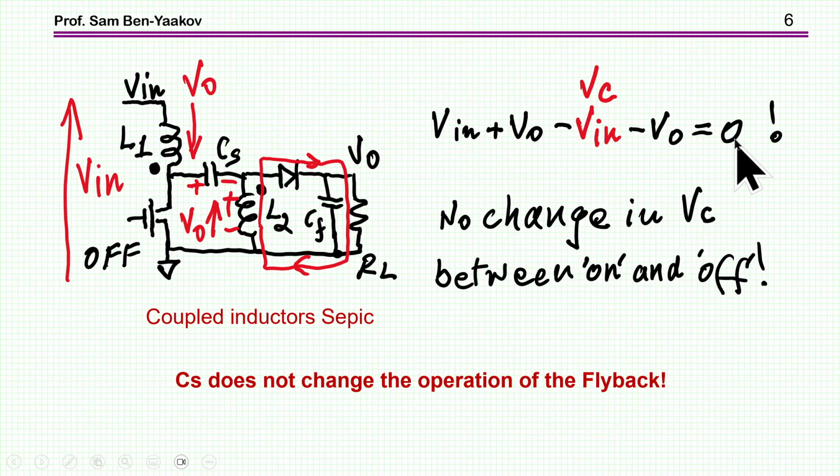What does it mean? It means that the capacitor doesn't have to change at all between on and off. So it really has no current through it. This is for the ideal case, of course, I'm talking. And therefore, the behavior of the Sepic will be exactly the same thing as the Flyback. So there is no change in the operation whatsoever between the Flyback and the Sepic in this respect.